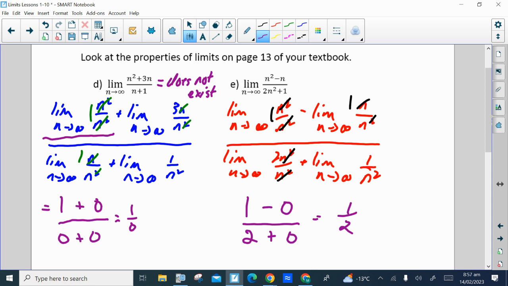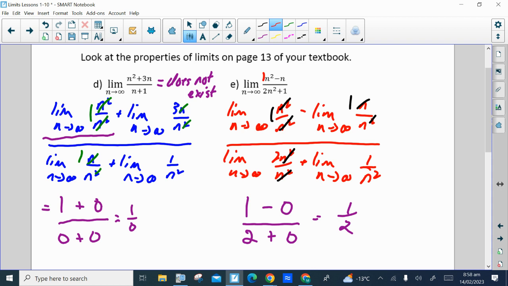So in this case, the degree of top and bottom were the same. And if you look at the coefficients of the n squareds in the expression, the coefficient of the n squared on top is 1. The coefficient of the n squared on the bottom is 2. 1 divided by 2 is 1/2. That is the value of the limit. You can use this. If the degree of the top and bottom are the same, then the limit as n approaches infinity will be the coefficients of the highest power terms divided.